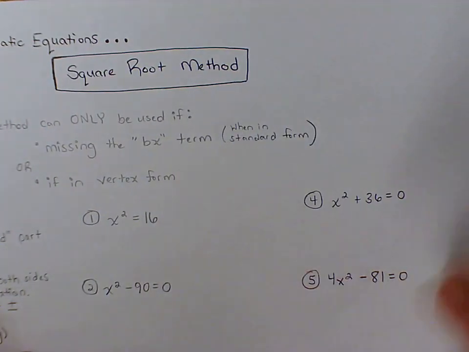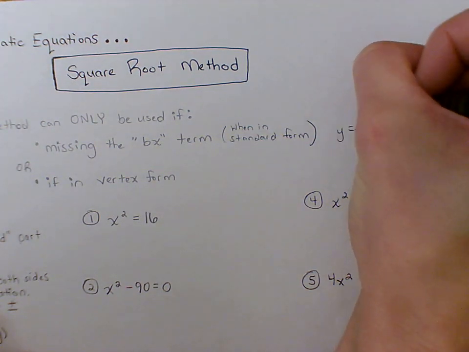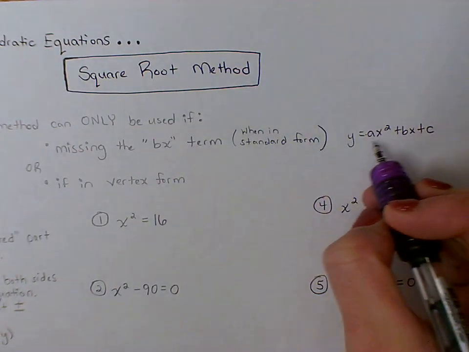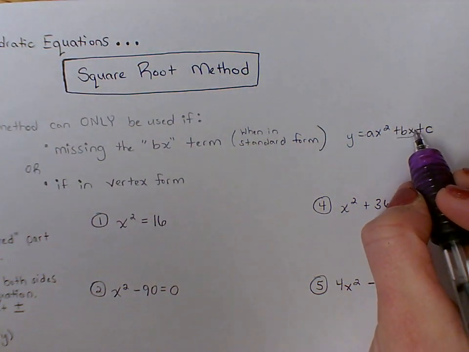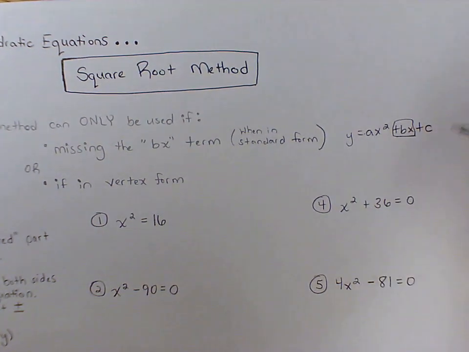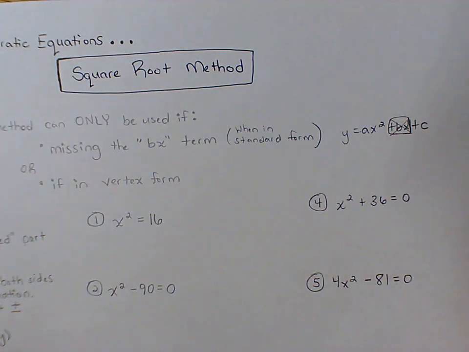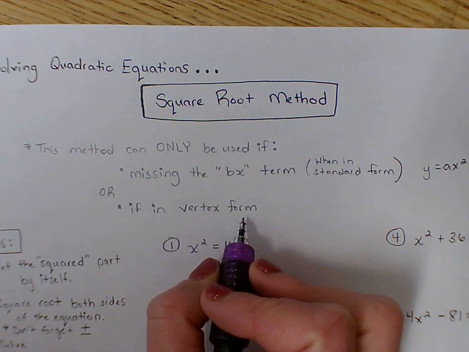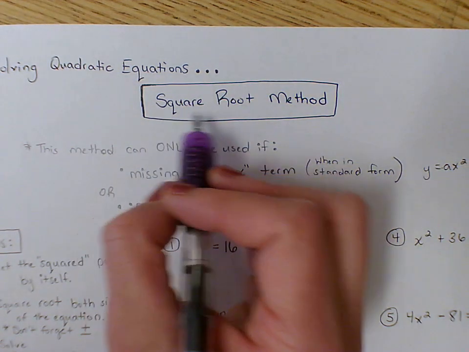So just to refresh your memory, standard form is y equals ax squared plus bx plus c. So if it's in that form, you actually have to be missing that x term right there. It cannot be in there, because if it was in there, you wouldn't actually be able to solve it this way. So that term has to be missing, okay? So if that's missing, then you'll be able to use the square root method to solve it. Or if you're looking at the equation and it ends up being in vertex form, you'll actually be able to solve it this way as well, okay?